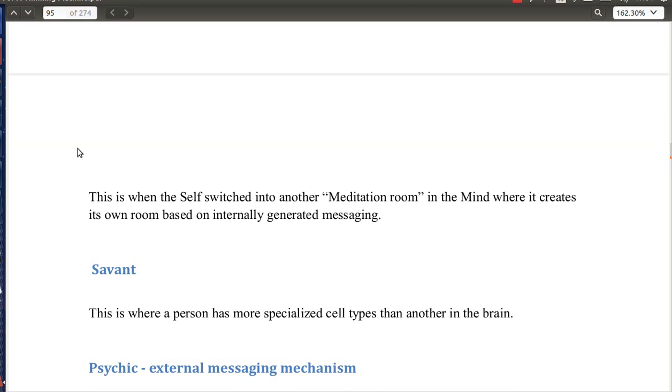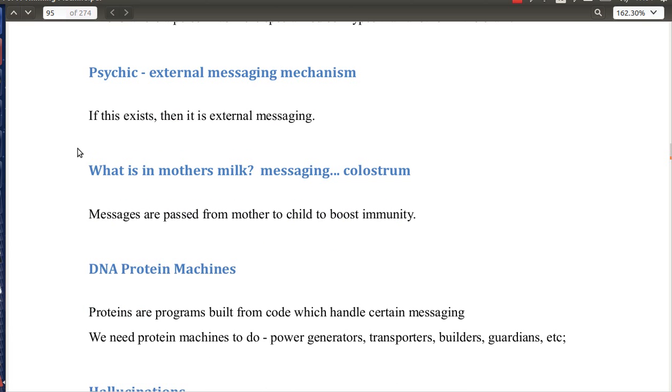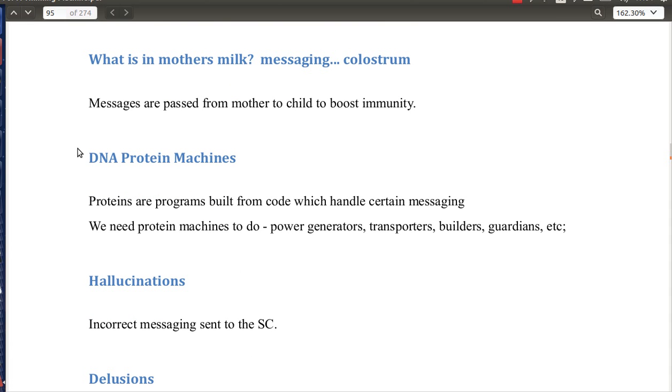I briefly touch upon the idea of a savant. So this is someone who has incredibly specialized messaging for particular operations. The psychic idea, if it exists, I say is just some kind of external messaging system where somehow a body can externally message to another location. Then I talk about colostrum, and when a mother feeds her child, they say this is a very important part of the upbringing of a child.